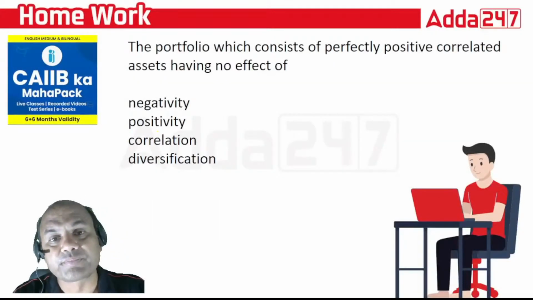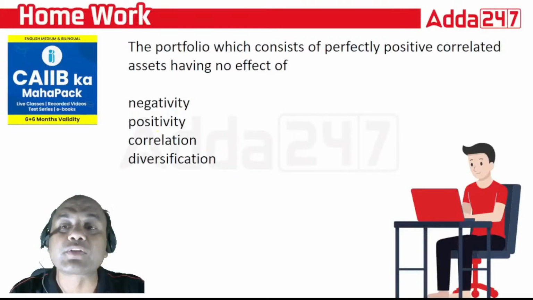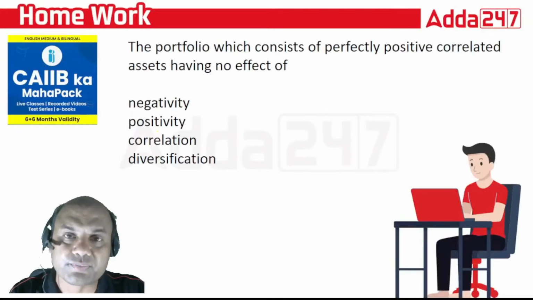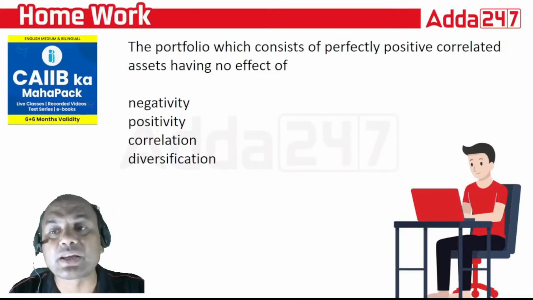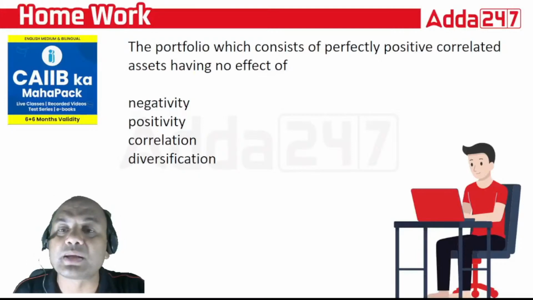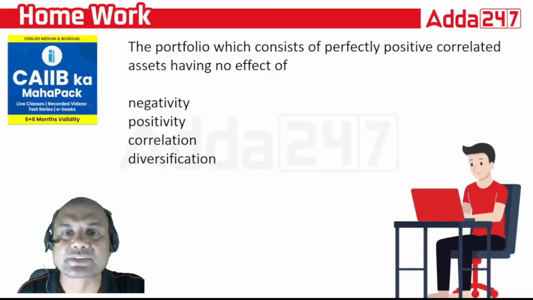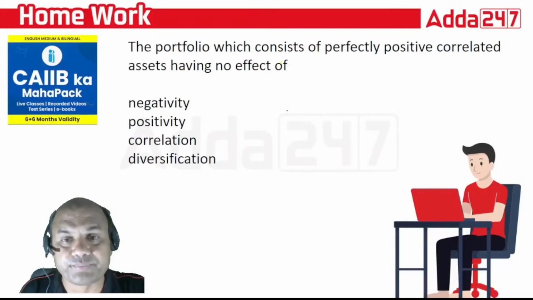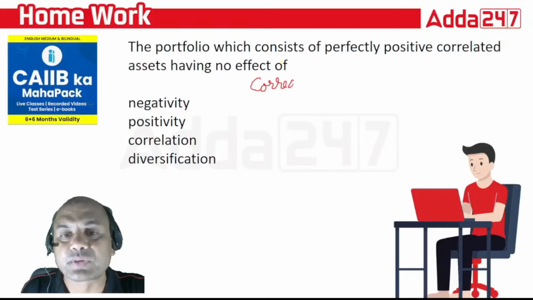One for your homework. The portfolio which consists of perfectly positive correlated assets has no effect of. So perfectly positive correlated assets means what? Firstly understand this concept, perfectly positive. Let me make it red now because the background is white. Perfectly positive means what? Let's say correlation and regression. You studied this in ABM. Correlation.